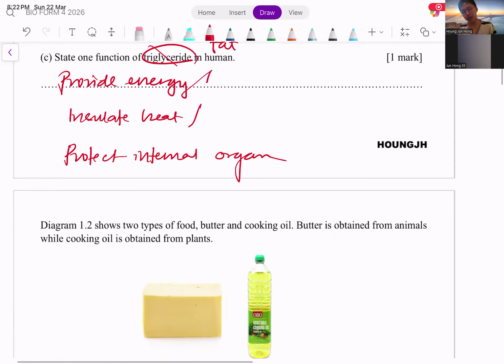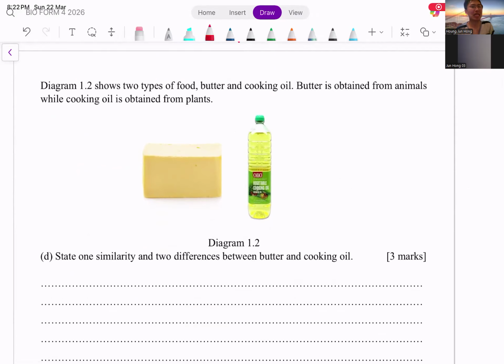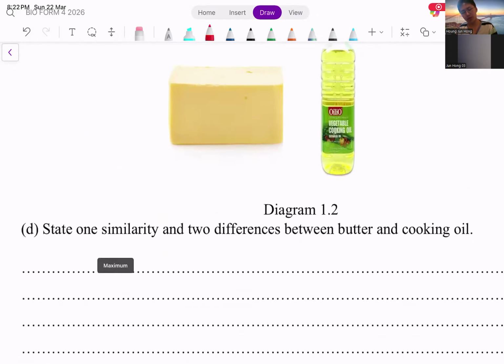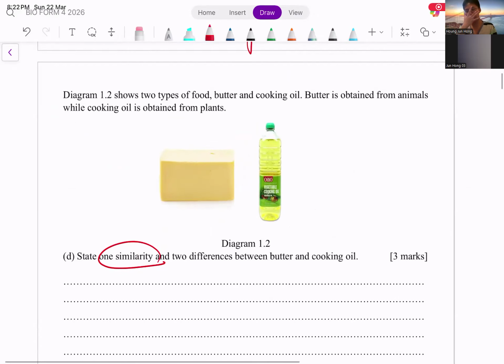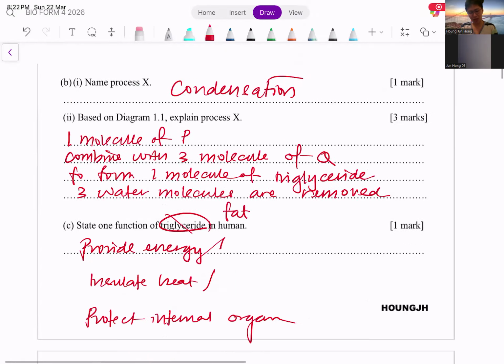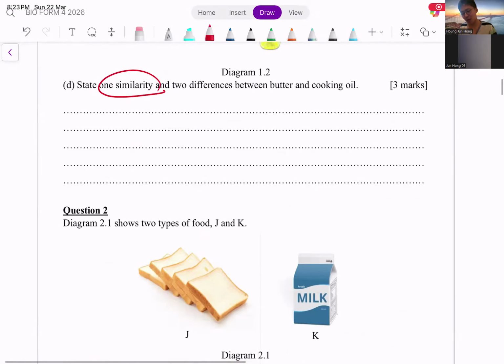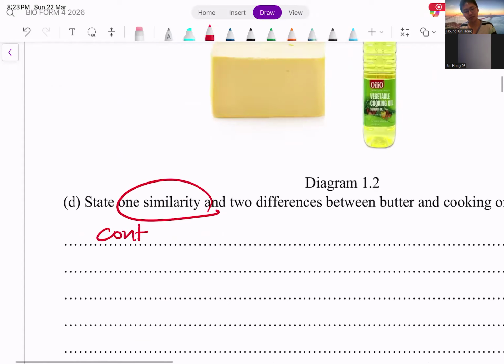Now moving on to the next question, we have butter and cooking oil. I think this is quite simple. You also remember in this chapter we learned about two kinds of fat. One is solid, one is liquid. And from here, what is the similarity? Well, simple lah. Both of them come from the same topic, the topic of lipid. So both of them are what? Both of them are lipid.